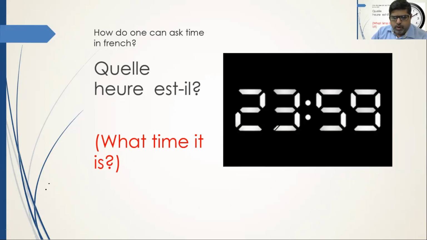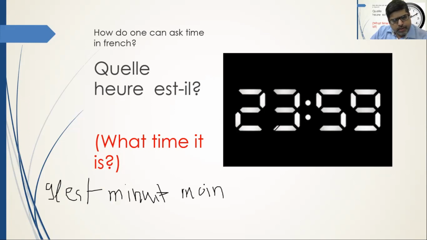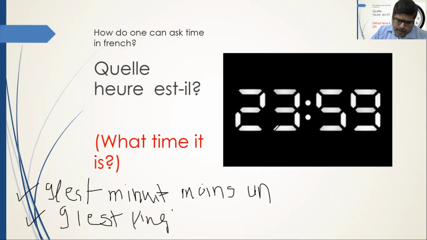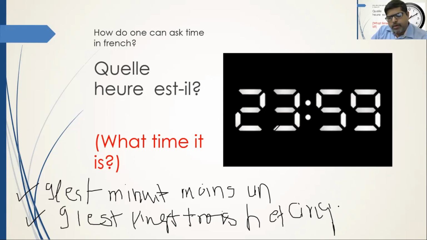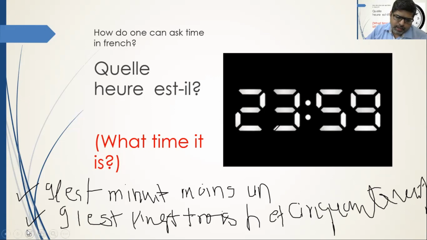23:59. So it may also be written in the lesser version, reversible time. Sometimes we used to call it in the Indian context like this: it is 1 minute less than midnight. So it may be written like that: il est minuit moins un. Or it may be written as il est 23 heures 59.